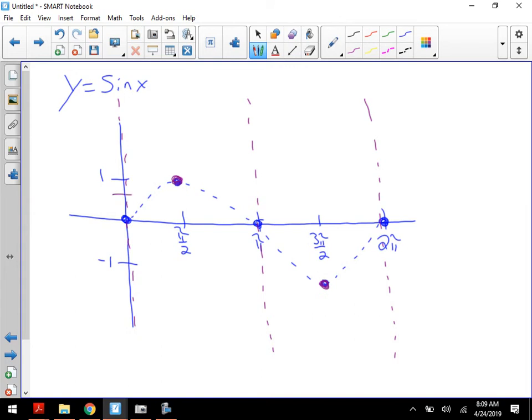Somewhere in between here and here is halfway, which means there's halves. There's a half here, there's a half here. There's a negative half and there's a negative half, which means there has to be a 2. And you get those graphs.